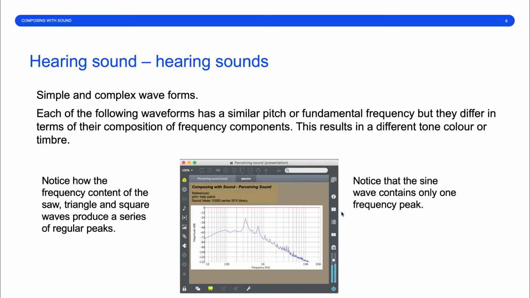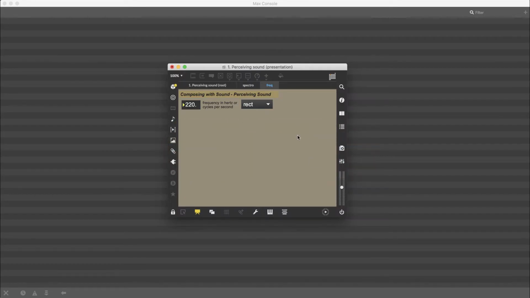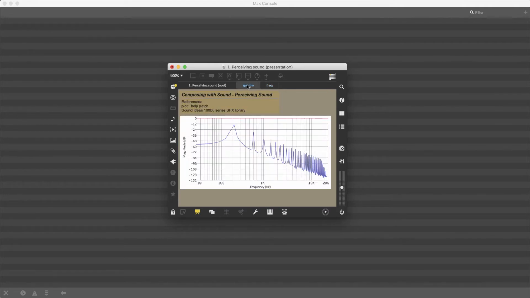And if I show you them on the spectrogram, you'll see that they seem to produce a series of peaks. So here's a 220 hertz waveform, and here's the spectrogram. And you can see if this is 100 hertz, this is 200 hertz. Here's the peak at 200 hertz, 200, 300, 400, 500, 600. So we have another peak at 600 hertz, 700, 800, 900, 1000 hertz, and so forth. We have a series of peaks.